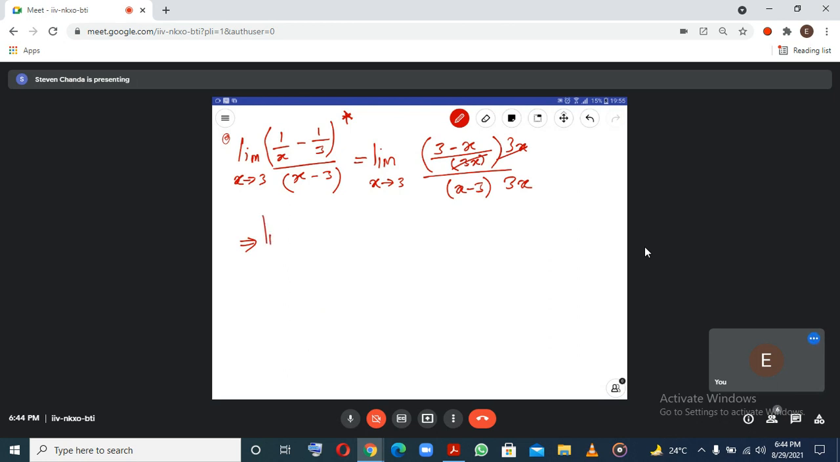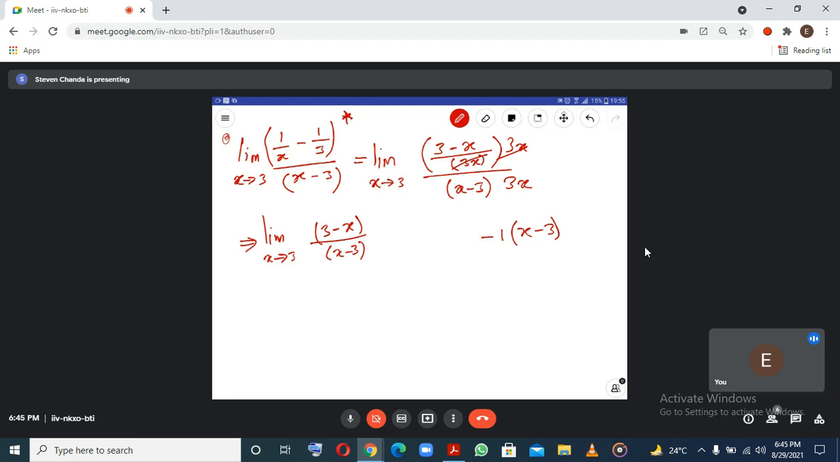the limit when x approaches 3 of 3 minus x over x minus 3. So then you see again, like I said, these two things are very similar, because what's on top is the same as the denominator, just multiplied through by -1, isn't it?